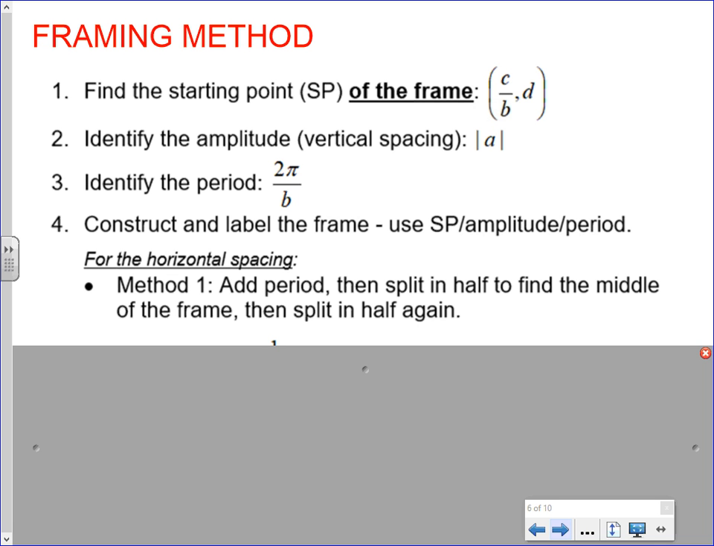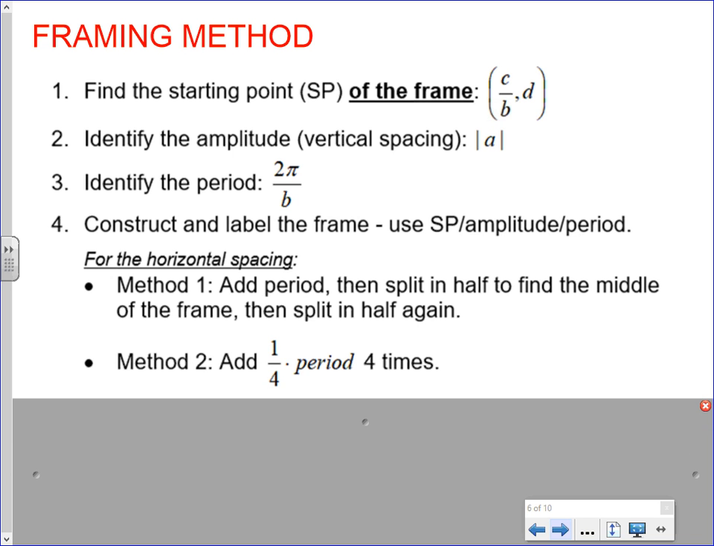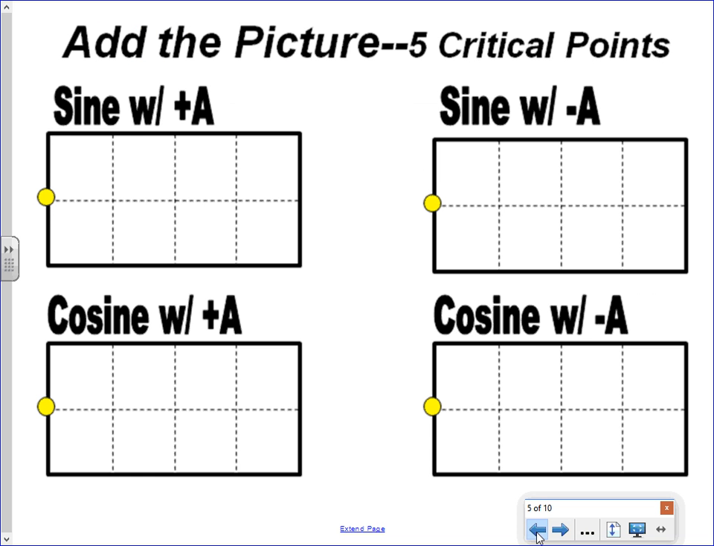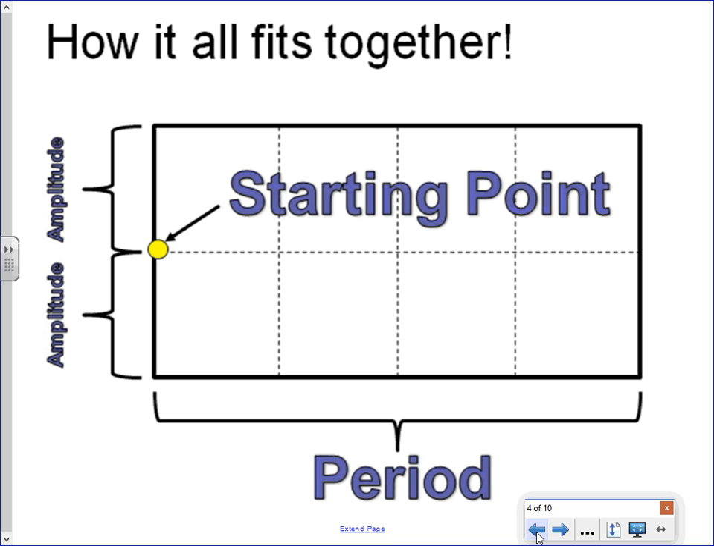Now, if you try it and it's just not clicking with you, then you have a second option. You can take the period and divide it by 4, and you can add 1/4 of the period 4 times to get these 4 different marks. Because we're going to need to know what X value we are at for each of those.